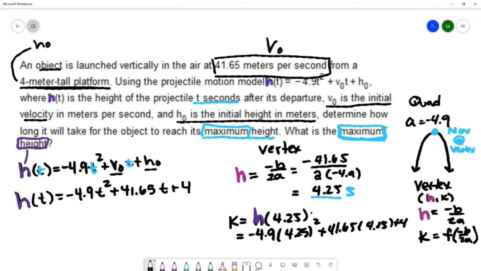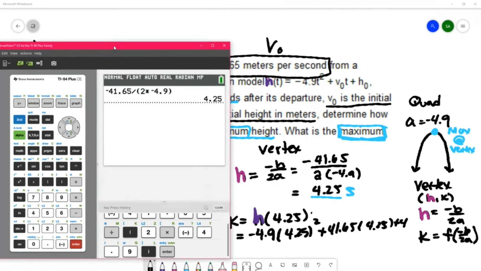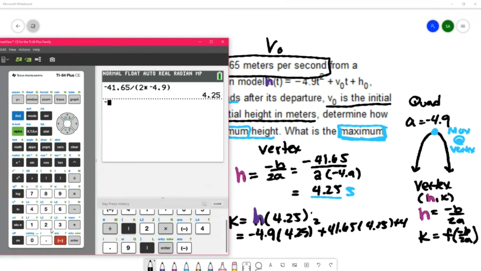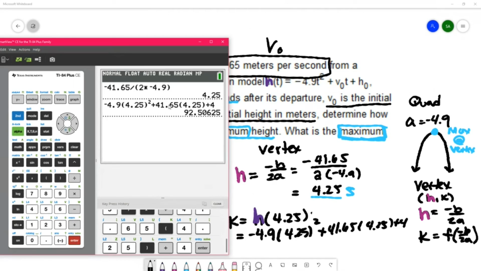And let's bring back the calculator. We have negative 4.9 times 4.25 squared plus 41.65 times 4.25 plus 4. So we've got 92.50625.